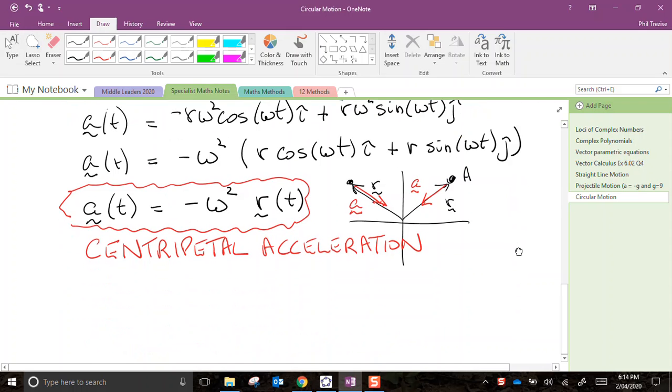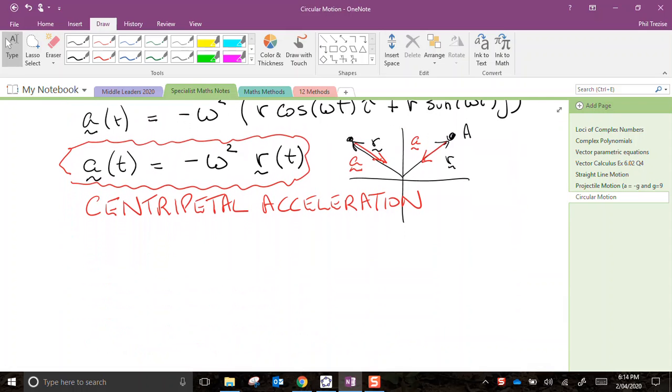So when we just left off a moment ago, we had developed this rather important formula for centripetal acceleration as negative omega squared multiplied by the position vector. Note the negative sign meant that our acceleration is in the opposite direction to the position vector r.